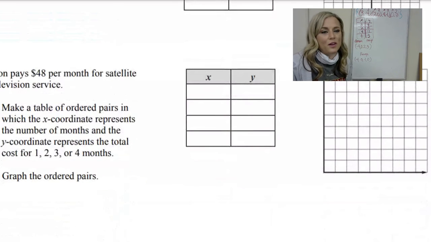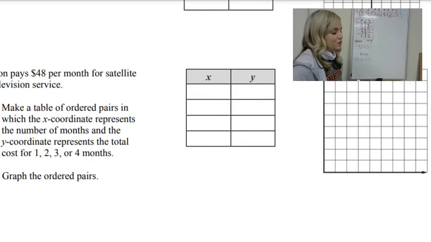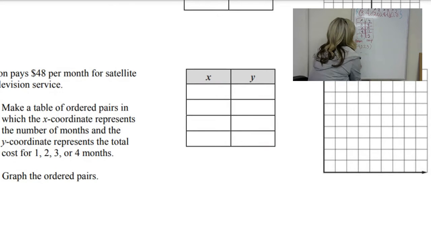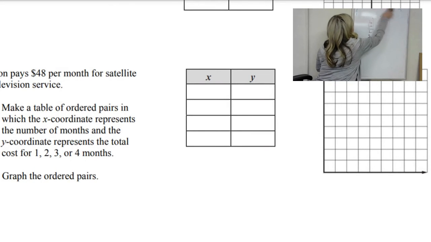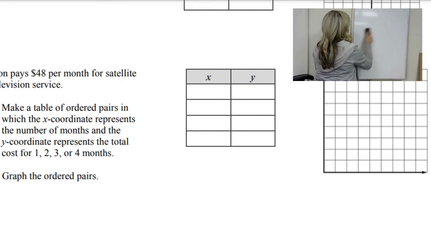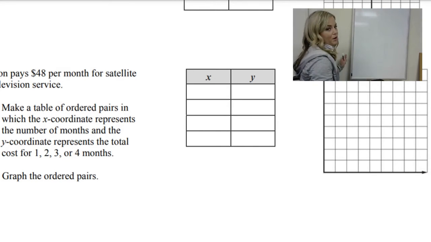Then they give you stuff like this. Okay, Alton pays $48 per month for satellite television service. Okay, I'm going to erase this. And I'm just going to do a short video today because you guys seem to gripe when they're long, so I'm trying to keep it short. I don't want y'all spending 20 minutes watching a video.